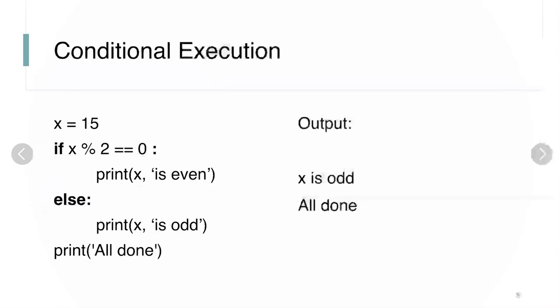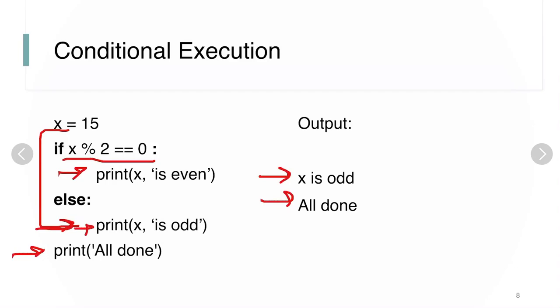So this is what we call a conditional execution, and in this example it will execute the else part because x is 15 and it is not divisible by 2, so it will print x is odd, and then it will print all done after the if statement. So this if statement has two parts, if and else. It will either execute the first print statement or the next one, but not both. So it is based on the condition x is divisible by 2, and following that it will execute one of those.